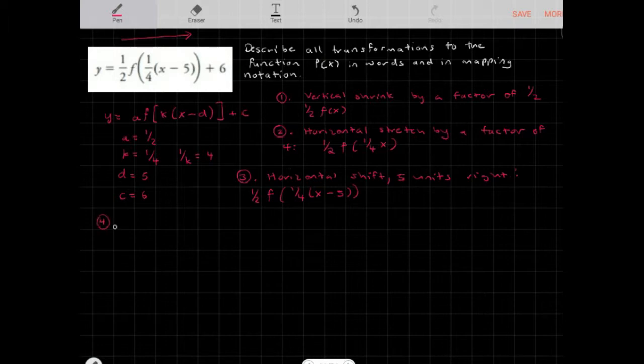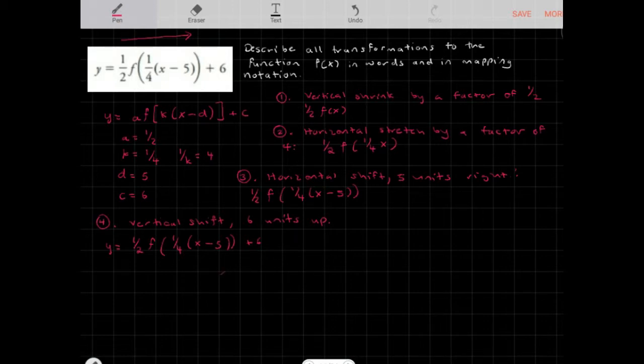Our fourth transformation here is a vertical shift 6 units up. Okay, so if we have a vertical shift 6 units up, then basically we're going to have the equation 1/2 f of 1/4 x minus 5 plus 6. So this is basically what our transformed function looks like, right? So I can just show you guys what it means piece by piece.